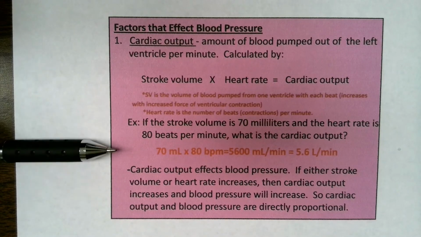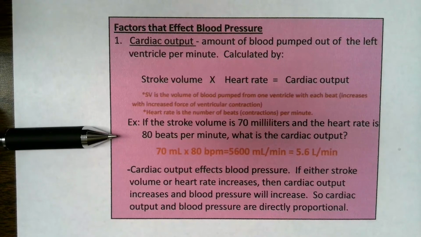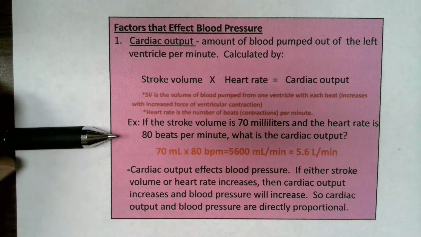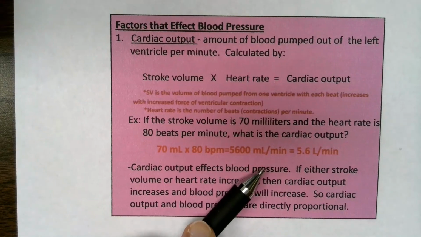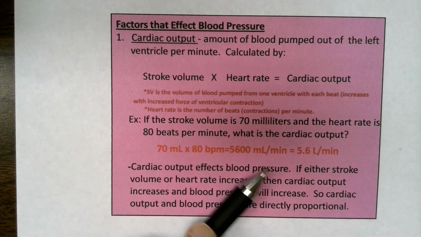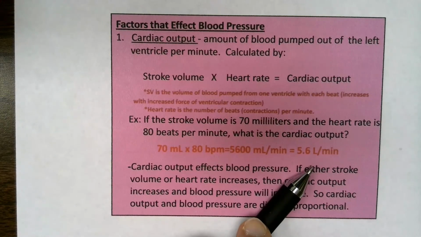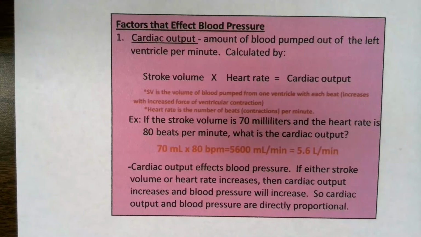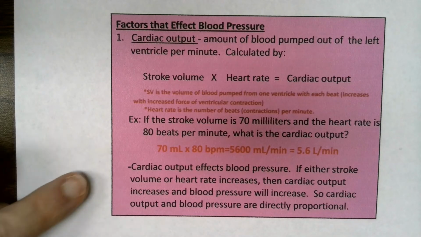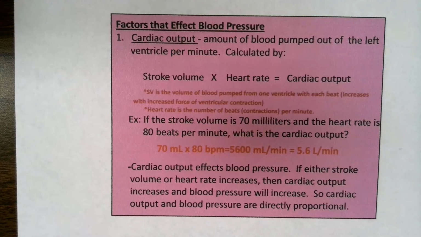So you've got an example here where the stroke volume is 70 milliliters and the heart rate is 80 beats per minute. Then the cardiac output, 70 times 80, gives you 5,600 milliliters per minute. Sometimes that's also converted to liters, and that's 5.6 liters per minute for the cardiac output. Notice it says cardiac output, again, affects blood pressure.